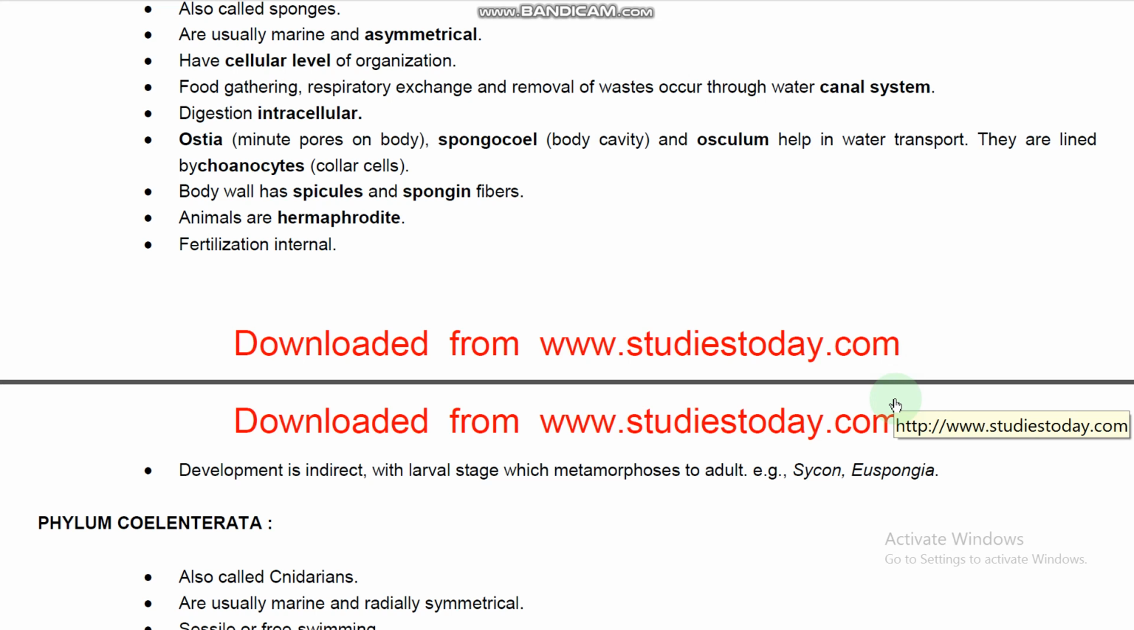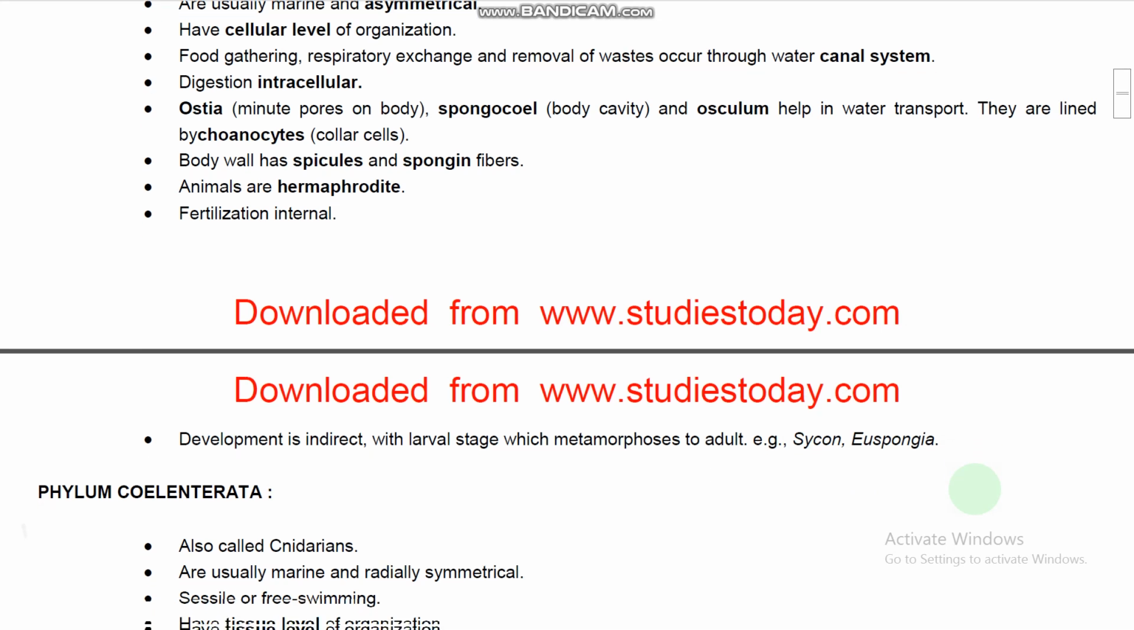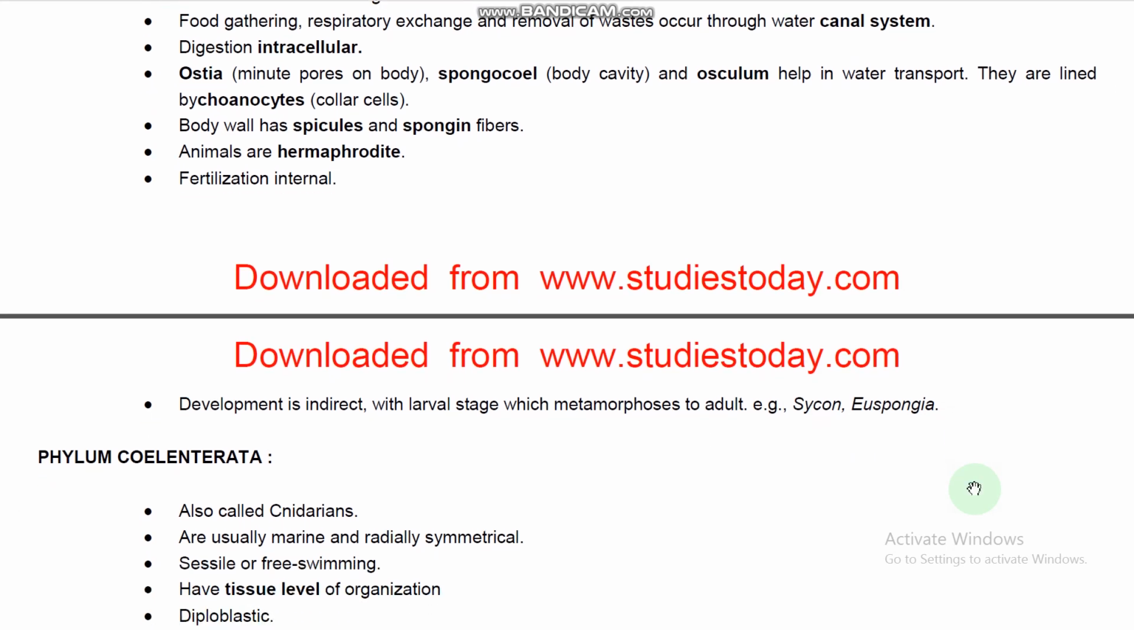Only NCERT examples, revise it. Okay, right. So Cycon, Scypha, and Euspongia, that is bath sponge. For any of the phyla, you need to remember mainly the unique characters and examples, right?